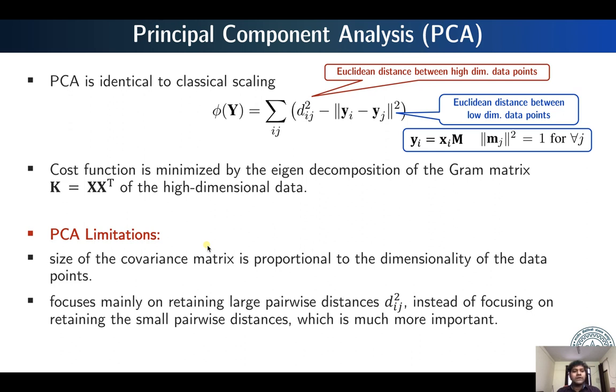The second limitation of PCA is that it focuses on retaining large pairwise distances, which are given by the Euclidean distances. Whereas if the manifold is really nonlinear, it is much more important to preserve small pairwise distances, so again, distances between the nearest neighbors in the manifold. So this kind of retention of Euclidean distance in the lower dimensional data sometimes limits the applicability of PCA.